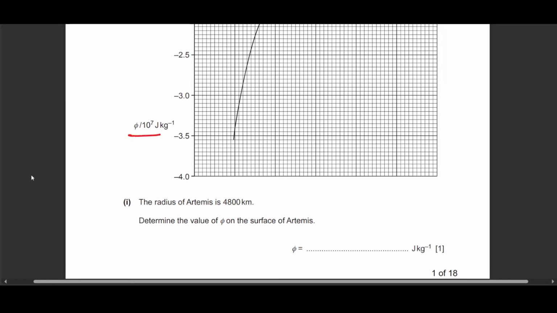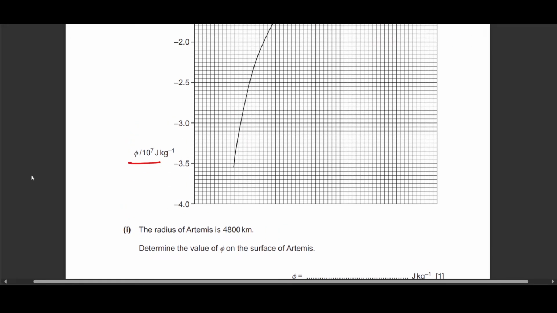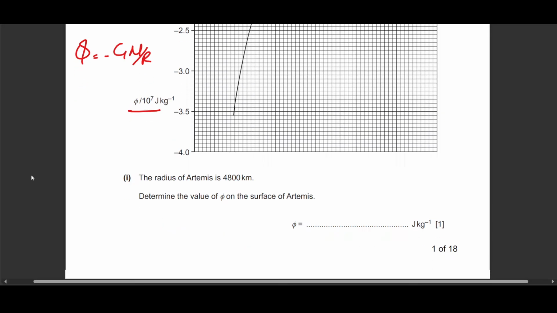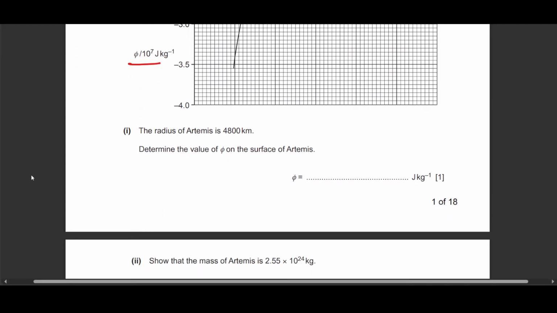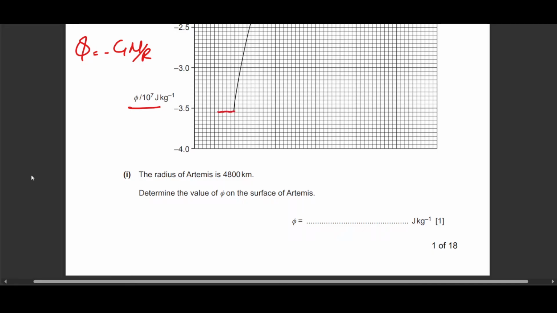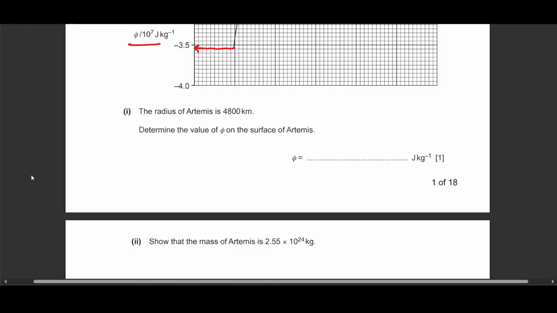And of course, definitely this is potential, and the formula for potential is going to have a negative sign, as phi is equal to negative GM over r, right? All right. So then Artemis has the radius, which is already given to us. Otherwise, sometimes you have to read it from the graph. Determine the value of phi on the surface. So when you come close to the surface, this is going to be the value. And if you count the number of boxes properly, you will realize that this is going to be negative 3.55 into 10 raised to power 7. This 10 raised to power 7 comes from this graph value.